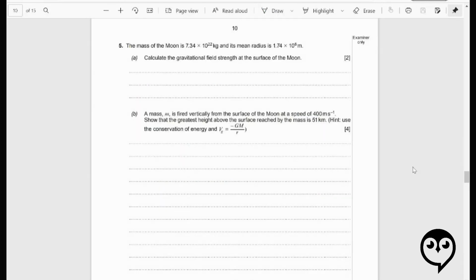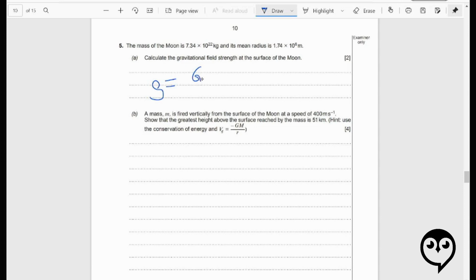Okay, this is a WJEC PH4 paper from 2016. The mass of the moon they give, here's the radius. Calculate the gravitational field strength. Okay, in the interest of time, I'll let you plug in all the numbers, but that's the formula, of course, you know you're going to use.